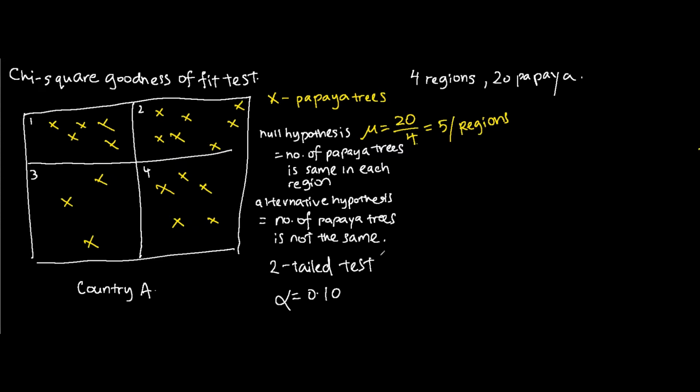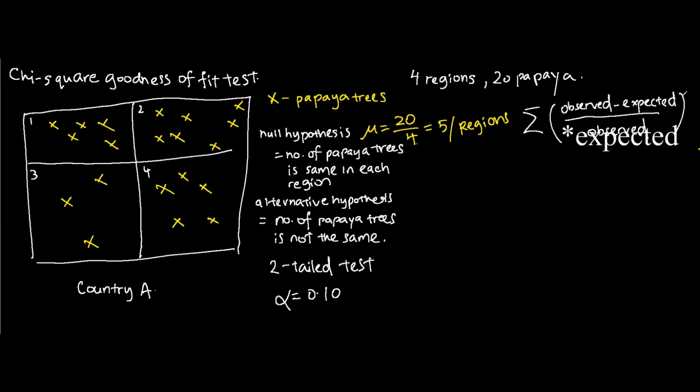All right, so in this chi-square goodness of fit test, there's this formula that you can use, which is the sum of the observed number of papaya trees minus the expected number of papaya trees in each region divided by the observed number of papaya trees, all squared, in each region. And this is the sum over the regions.